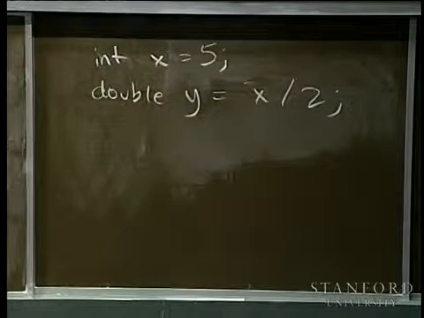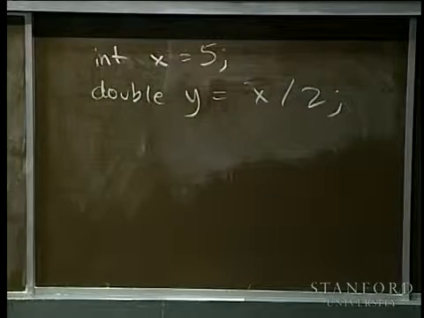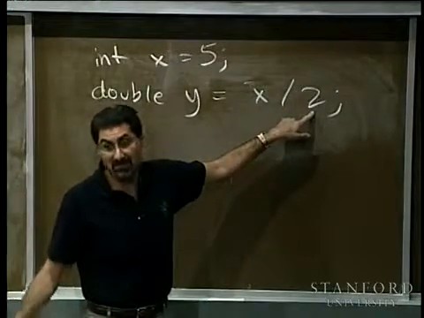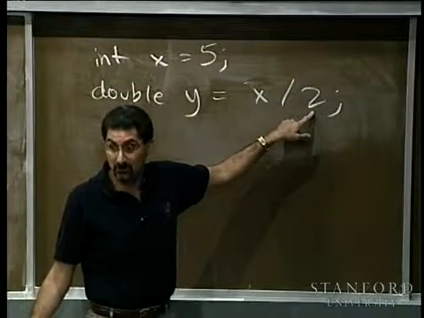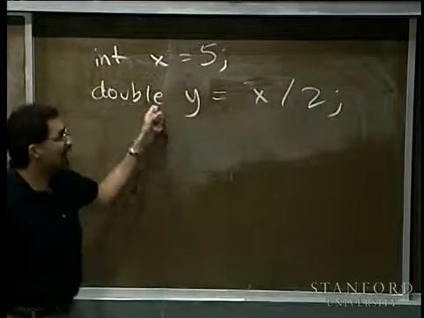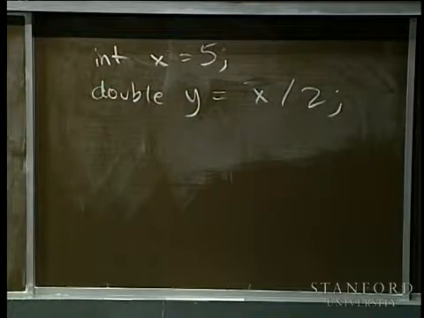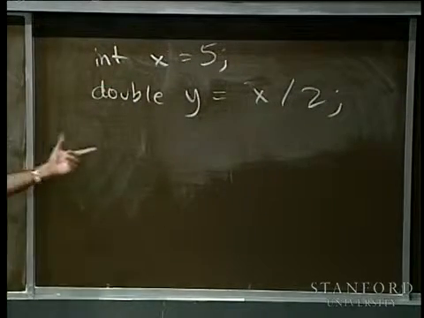No. It evaluates the right-hand side first and then assigns it to the left-hand side. So you have 5 here. That's an integer. This 2 is also an integer. It does integer division, which means you get 2. Once you get that 2, it says, hey, put that 2 into a double, and says, okay, it's 2.0. So you're like, huh, that was totally weird. But that's because it was doing integer division.